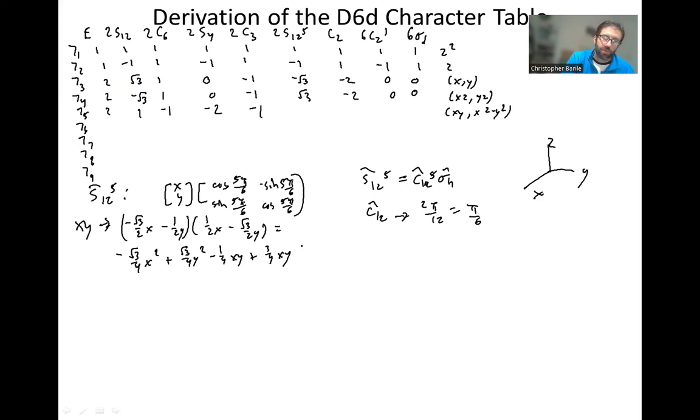And so what does that tell us that we end up getting? We end up getting this simplifying as 1/2 xy plus negative root 3 over 4 times x squared minus y squared.